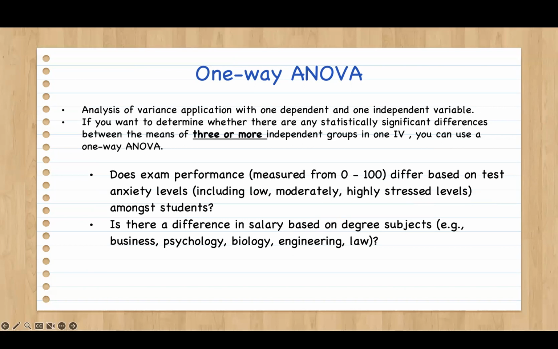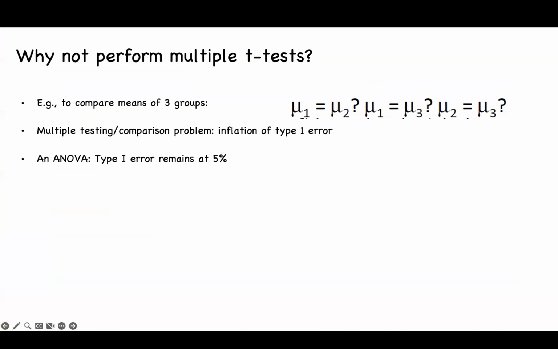As another example, your dependent variable could be salary, and your independent variable could be degree subject, which has five groups: business, psychology, biological science, engineering, and law. In this case, a one-way ANOVA could be used to understand whether there is a difference in salary based on degree subject.